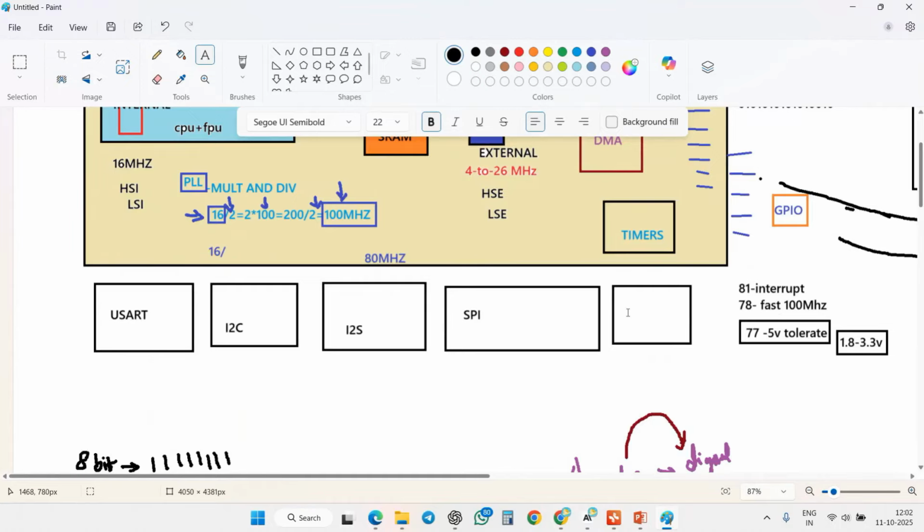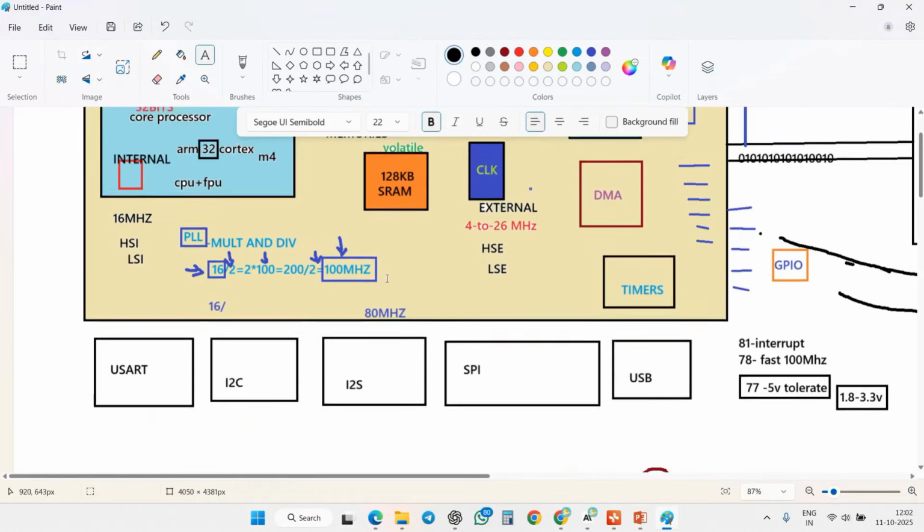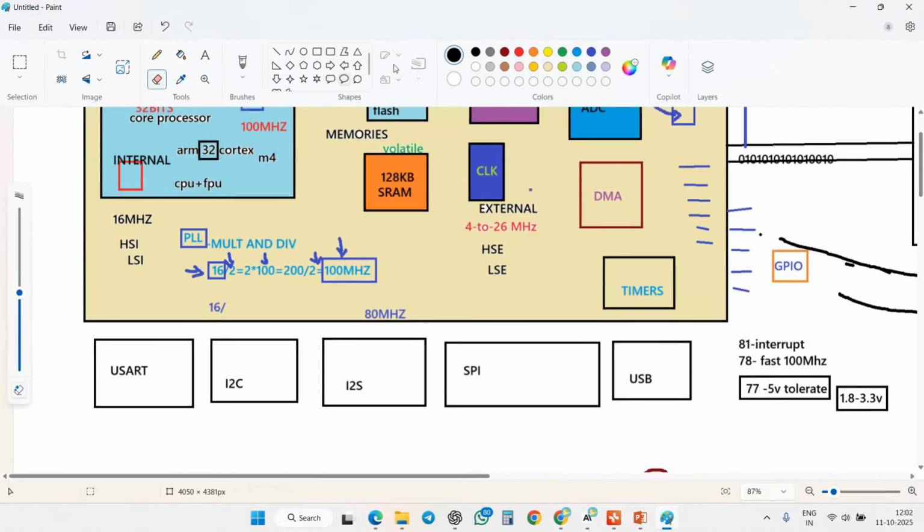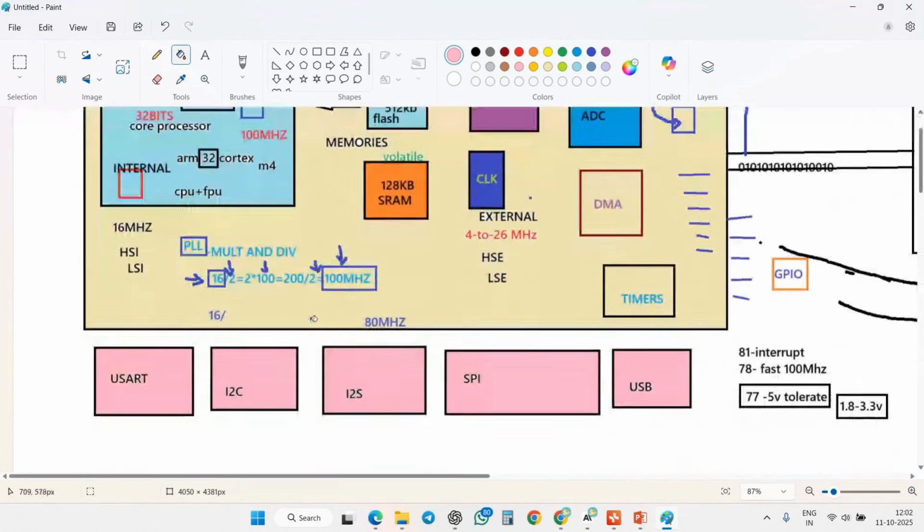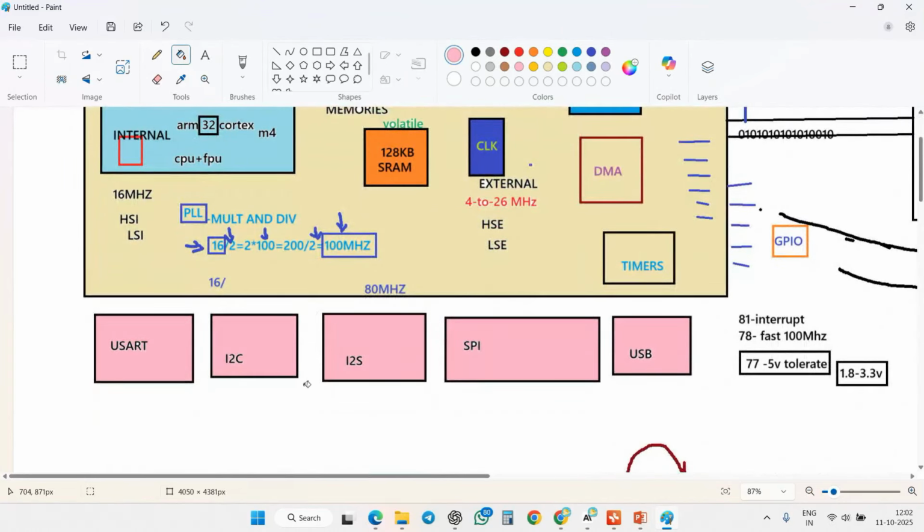USB 2.0, okay, USB 2.0. I can't give it inside this one, there is no space inside this, so that's why I'm just giving it above this one. It is inside your microcontroller only. Okay, there is no space. I'm just showing it. Before that, you need to understand each and everything.